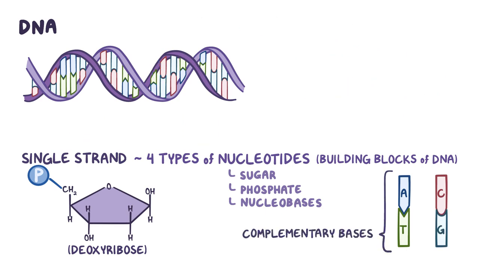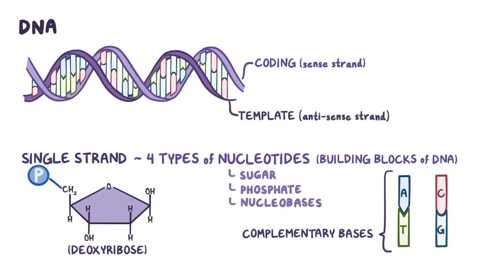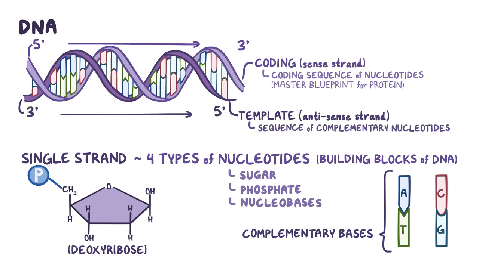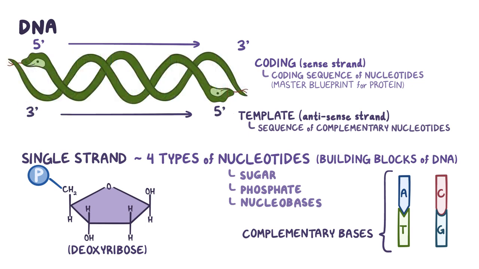Now, with these two strands, one strand is called the coding, or the sense strand, and the other strand is called the template, or the antisense strand. The coding strand has a coding sequence of nucleotides that serves as a master blueprint for our protein. It's a what you see is what you get kind of thing. The template strand, on the other hand, has a sequence of nucleotides that's complementary to the sequence on the coding strand. In addition, the two DNA strands also have a direction. The coding strand runs from the 5' end toward the 3' end, while the template strand runs from the 3' to the 5' end. Kind of like two snakes coiled up together but facing different directions.